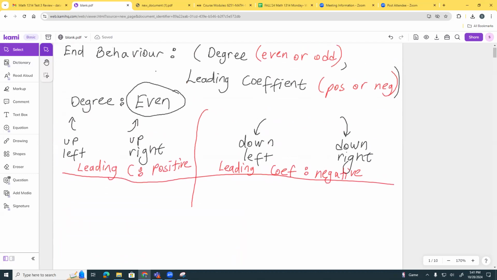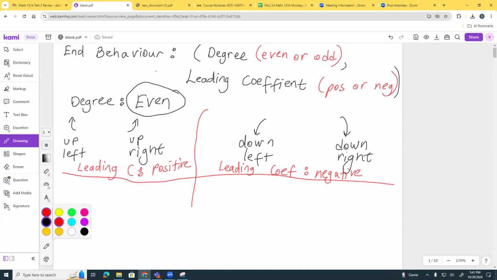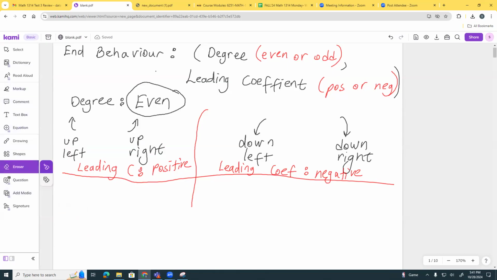So I'm going to open more room here. We're going to now write the rules if the degree is the other one, if it is not an even number. I am just going to grab some eraser to erase this middle a little bit.